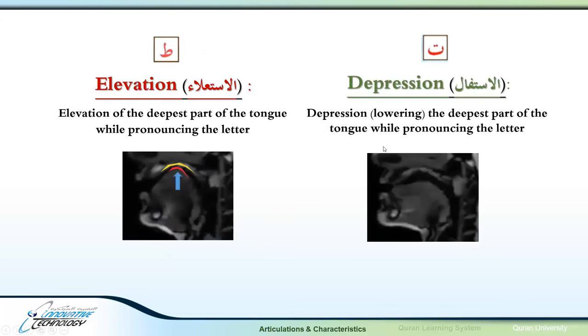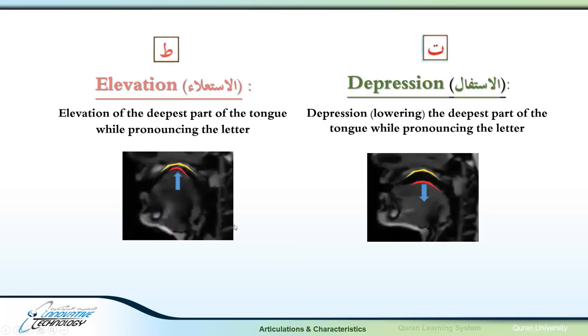While in the case of depression, it's the opposite. So as we pronounce the ta, we are lowering the deepest part of the tongue while pronouncing the letter, compared to the tongue being elevated here. So in the one, we have an isti'la, elevation characteristic, while in the other, there is a depression or istifal characteristic.